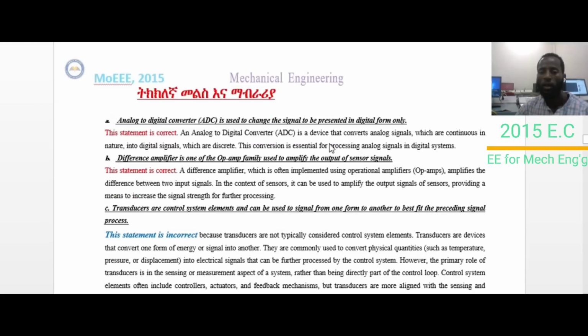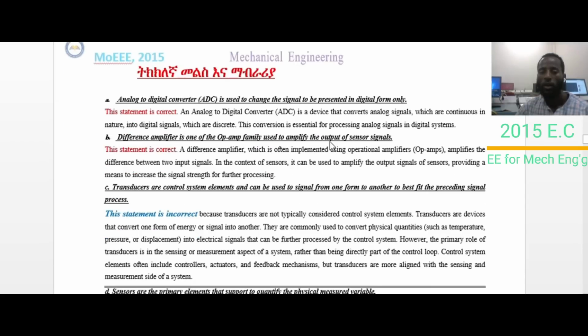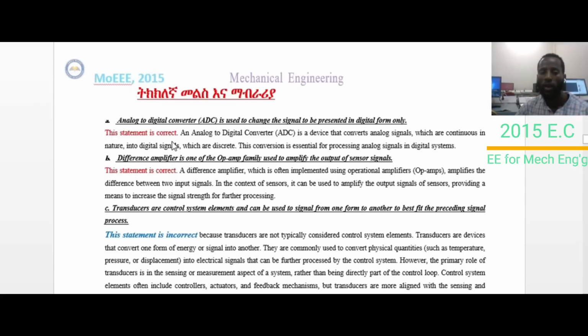So let's see the explanation. Let's explain each term. When we say this analog to digital converter is used to change the signal to be presented in digital form only, this statement is correct, as the analog to digital converter is a device that converts analog signals, which are continuous in nature, into digital signals, which are discrete.